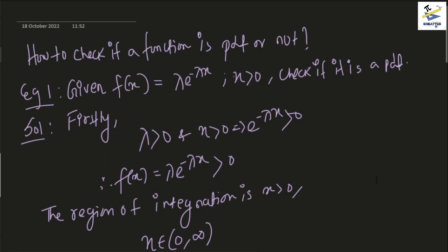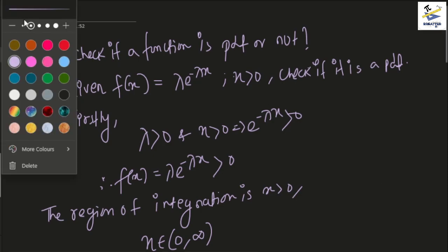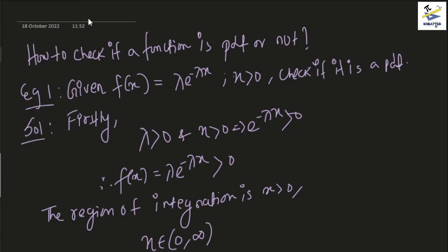Hello everyone. So in this video we are going to check if some function is a PDF or not, and obviously in the last video we had talked about what are continuous random variables, and we saw that a continuous random variable takes values in a continuous interval like 0 to 1, like A to B and something like that, right?